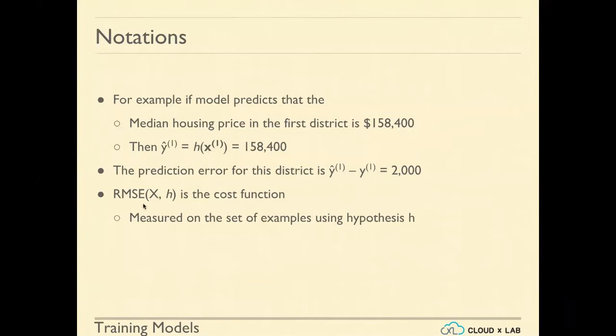And generally we use the RMSE, which is the cost function. That's basically root mean square error. So we compute the error in the prediction, we square it, and then we compute the average of all those squares, and then we call that the cost function.